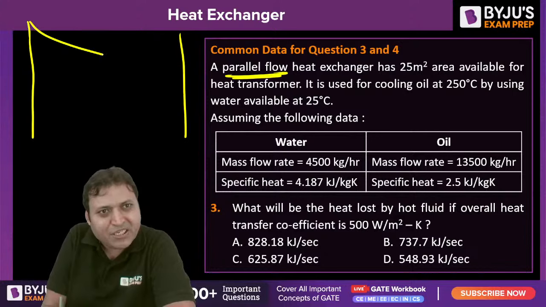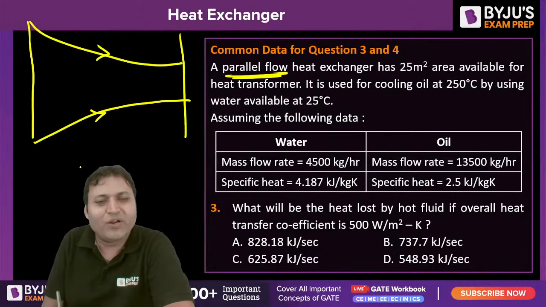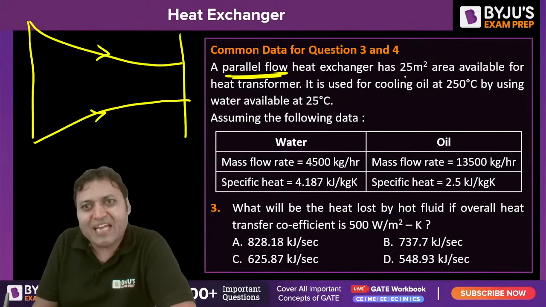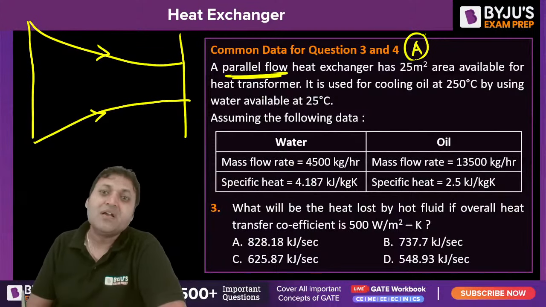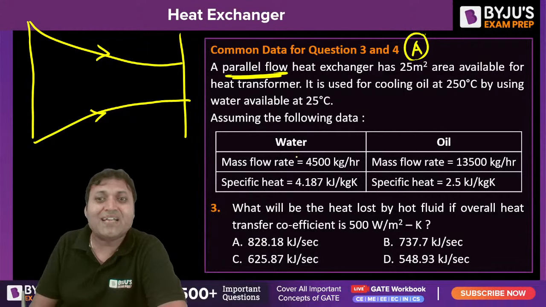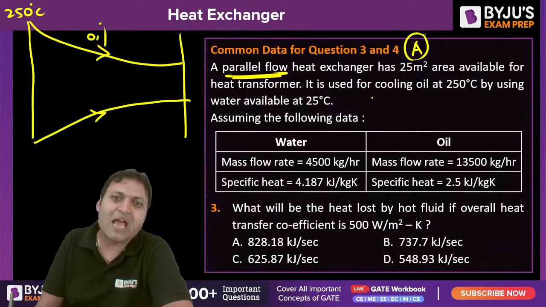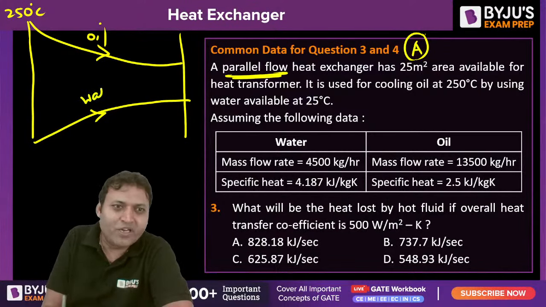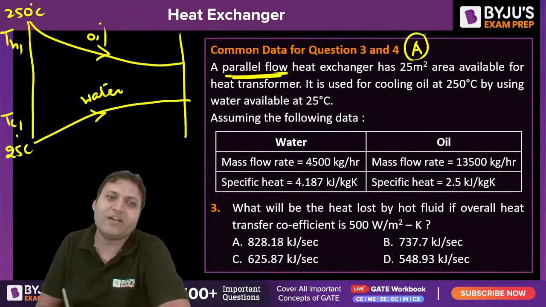Now it is a parallel flow heat exchanger. If you draw the temperature profile, it will be like this. The parallel flow heat exchanger has an area of 25 meter square available for heat transfer. It is used for cooling oil at 250. The hot fluid is oil, at 250 degrees Celsius, by using water available at 25. The cold fluid is water. It means TH1 and TC1 are given.